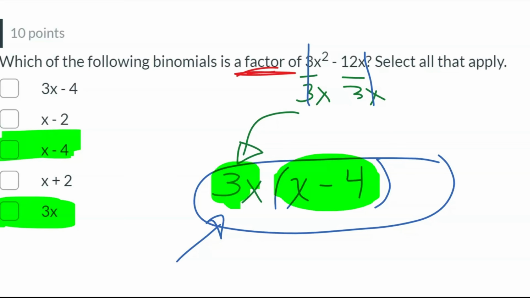Those are the two factors of the binomial. Those are two things that if I were to multiply those out, if I multiplied 3x by x minus 4, it would give me exactly what I started with. That's why we call it a factor. It's something that would multiply to give me the original expression.